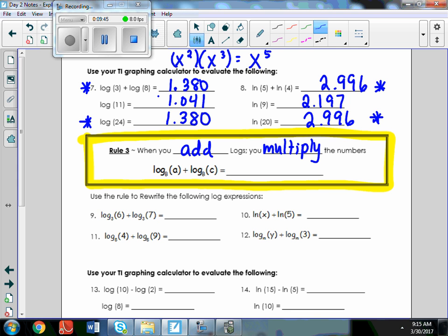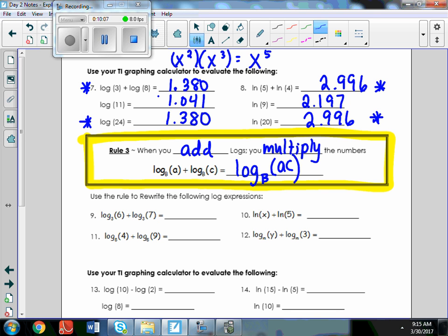Okay, so I could write my rule as log base b of a plus log base b of c equals, and I'm compressing it, so I'm only using log base b once, of a times c. So you can rewrite addition with logs as multiplication.